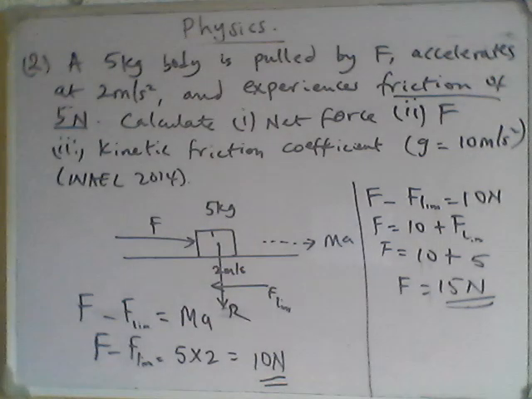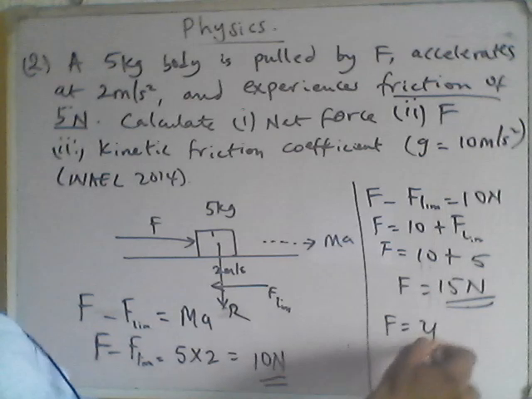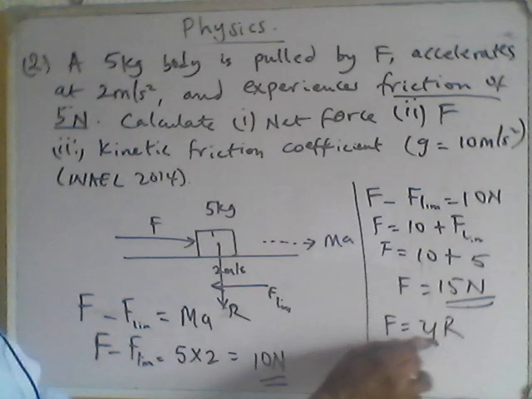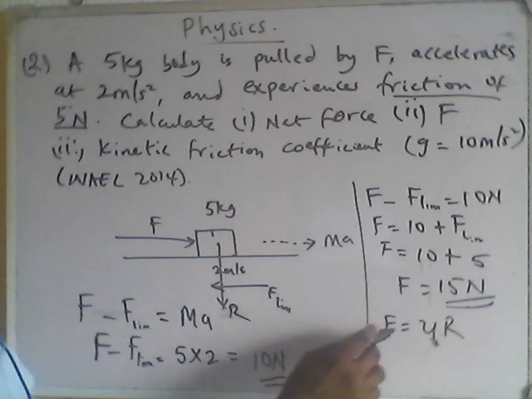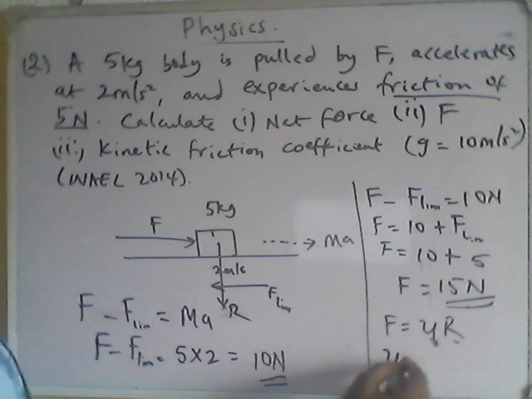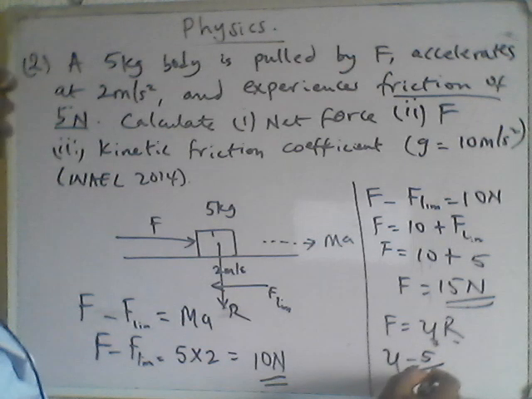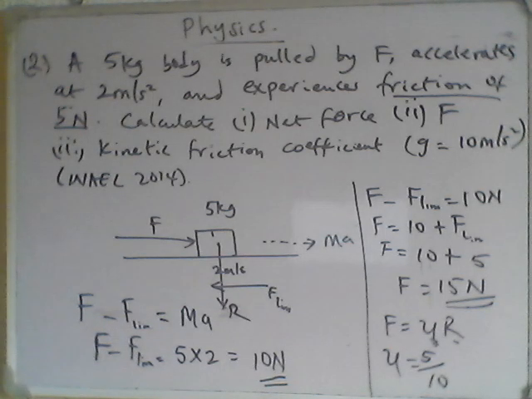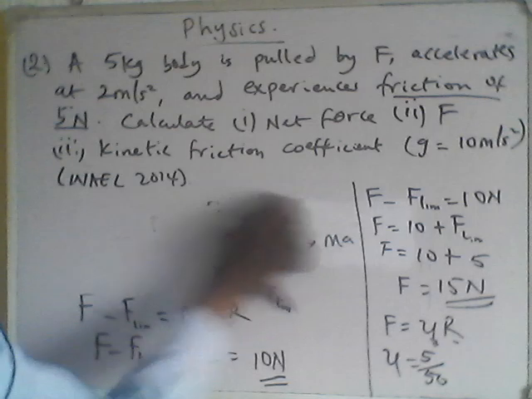So I've gotten F. Now the kinetic friction coefficient is gotten from F is equal to mu R. This coefficient is what we are looking for, and we know that the reactional force is gotten from the weight of this body. So we can confidently say that mu, the coefficient of friction, is equal to 5 over the reaction, which is 10. Sorry, 50. Why is it 50? Let me explain at this side.